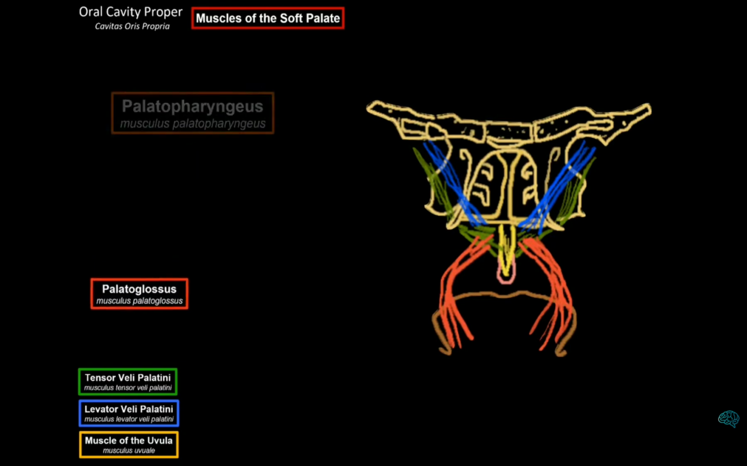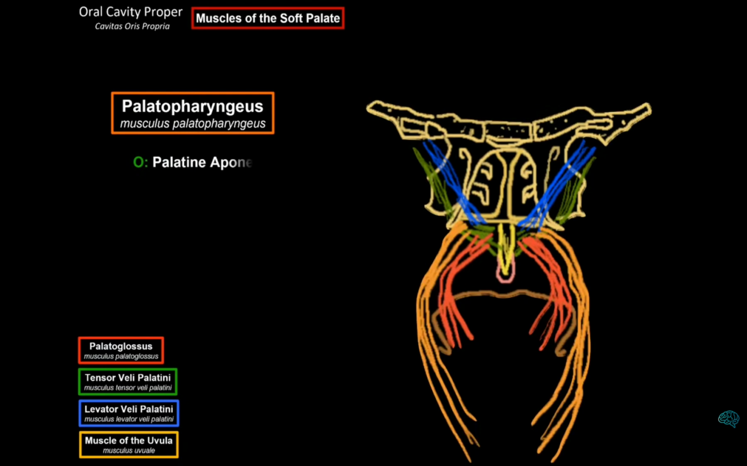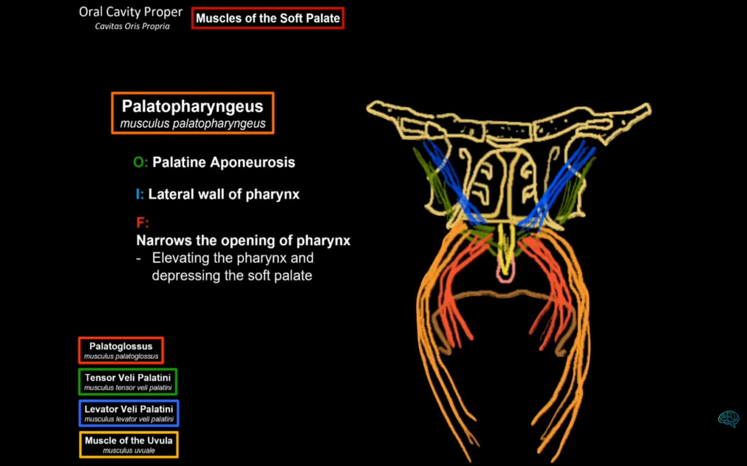The last muscle is the palatopharyngeus muscle, which is this one. It originates from the palatine aponeurosis, but it inserts at the lateral wall of the pharynx. So its function is to elevate the pharynx and depress the soft palate, which also assists with narrowing the opening of the pharynx to seal off the pharynx from the oral cavity completely.